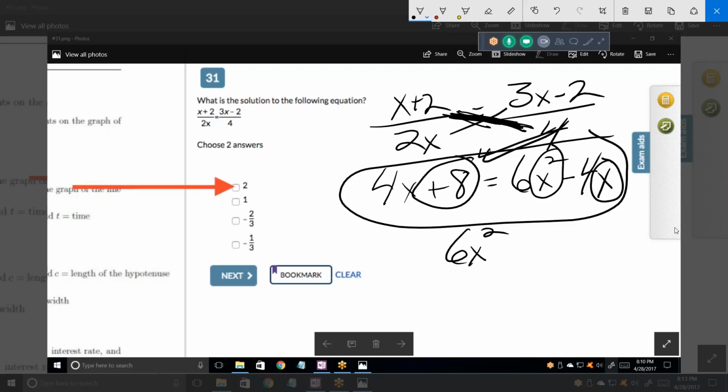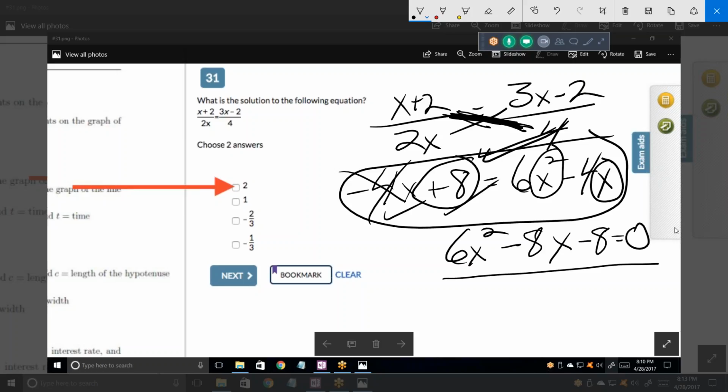So, I'll start with 6x squared, then I'm going to subtract 4x to get rid of that x, which means I'm going to have minus 8x. And then I'm going to subtract 8. And after I subtract 4x and 8, I'm left with 0. Now we have a relatively simple quadratic to solve.